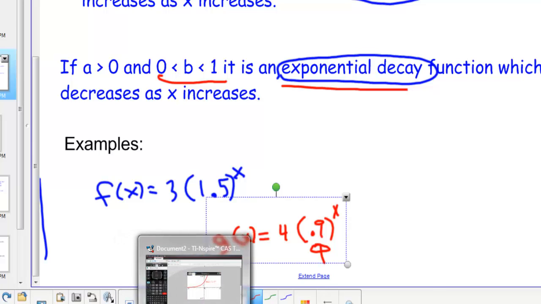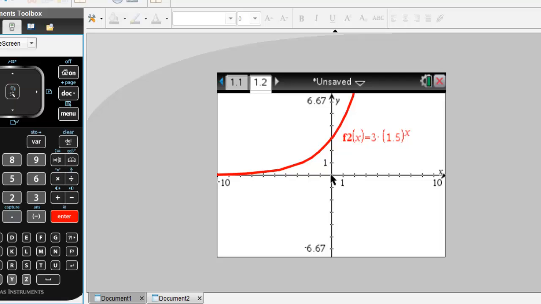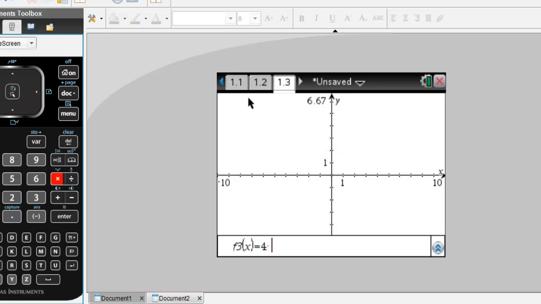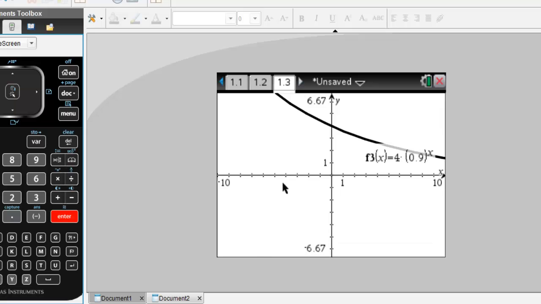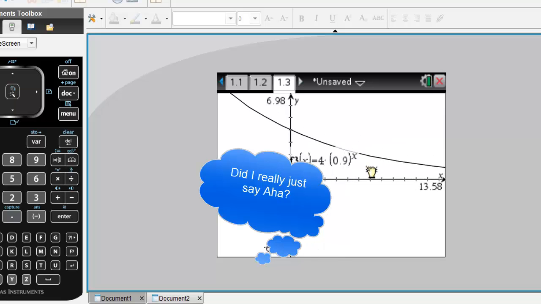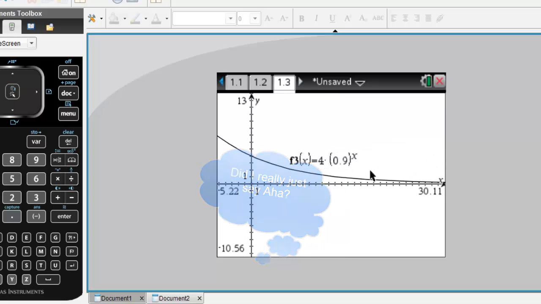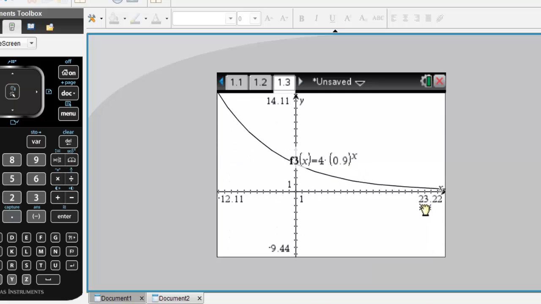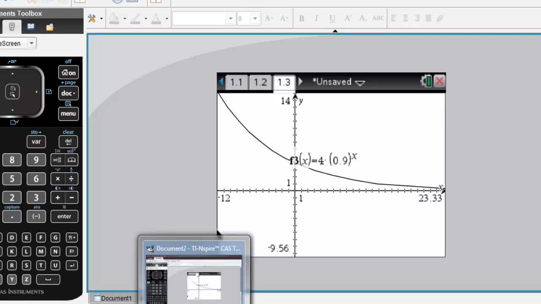So we're doing 4 times 0.9 to the x. Let me get a new graphs page. So I want 4 times quantity 0.9 close parentheses raised to the x. Aha! So now this time the graph is starting out high, but it is coming down, and the further out we go, we can see it's getting closer and closer to the x-axis, but it's never reaching it. So this is our exponential decay function.